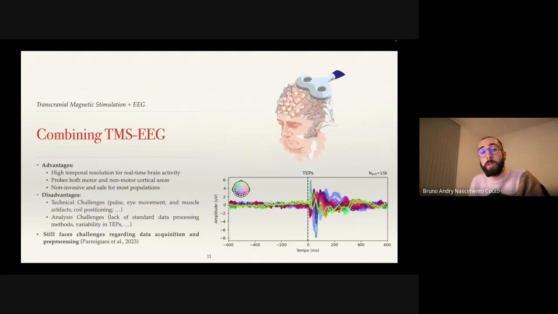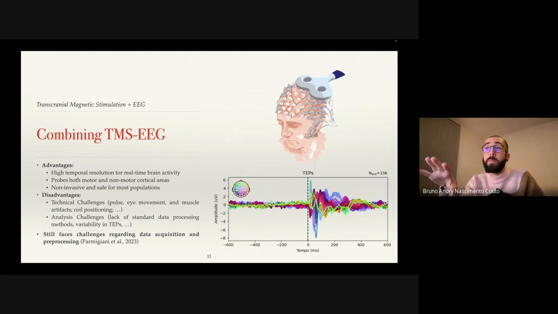The main advantage of using this tool is its high temporal resolution. When you look at fMRI, for instance, you're on the scale of 2 seconds, maybe 1 second if you have a very expensive machine. We can probe different regions, as I mentioned, so you can go for motor or non-motor areas. If you move to prefrontal, you might be engaging cognitive aspects of brain function. And as I mentioned, it's non-invasive and safe for most populations.